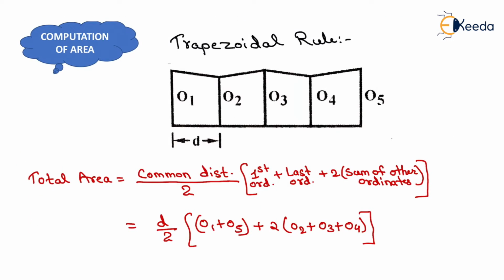Now we can move to the next method, that is trapezoidal rule. Now the figure is same, that is O1, O2, O3, O4 and O5 are the offsets and this is the common distance between the two offsets. Now the formula according to the trapezoidal rule for the computation of area will be equals to common distance divided by 2 in bracket first ordinate plus last ordinate plus 2 into sum of other ordinates. So according to the given figure, the formula will be equals to d by 2 in bracket O1 plus O5, that is the sum of first and last ordinate plus 2 into rest ordinate, that is O2 plus O3 plus O4.